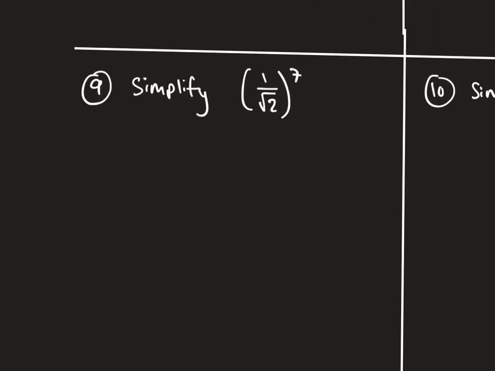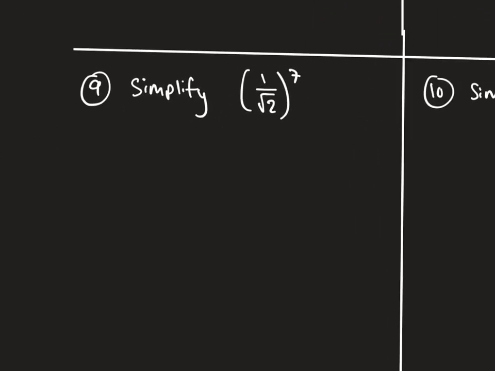Now, I'm just going to go on to another example here. For example, we're asked to simplify 1 over root 2, all to the power of 7. So what that actually means is 1 over root 2 times 1 over root 2 times 1 over root 2 times 1 over root 2, 7 times. So what we can do is simplify that to be 1 over root 2, and of course that's to the power of 7, and that's to the power of 7 as well.